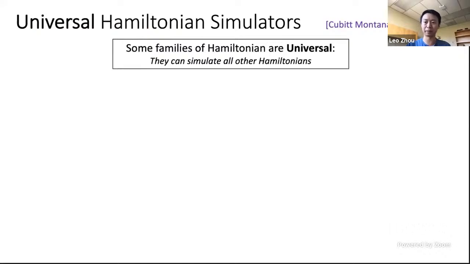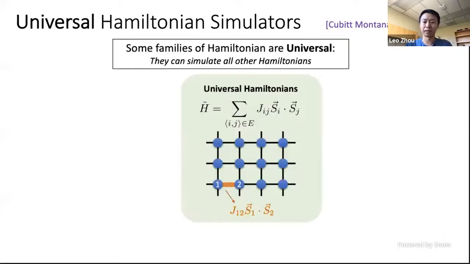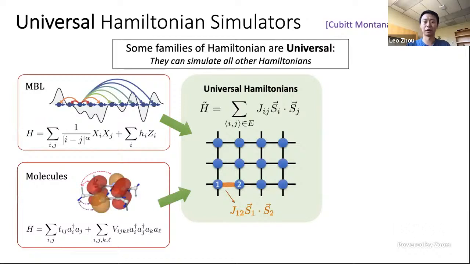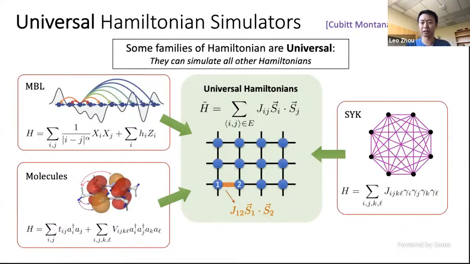But besides experiments, there has also been some recent nice progress in the theory of analog simulation. Specifically, it has been found by Cubitt, Montanaro, and Piddock in 2017 that there are some simple families of Hamiltonians that are universal, in the sense that they can simulate all other Hamiltonians. This means that a system as simple as a 2D square lattice of qubits with tunable Heisenberg-type interaction can be used to simulate something as complex as a long-range interacting many-body localized system, a complex molecular Hamiltonian, or even the SYK model with all-to-all interactions, which is believed to model certain aspects of black holes.